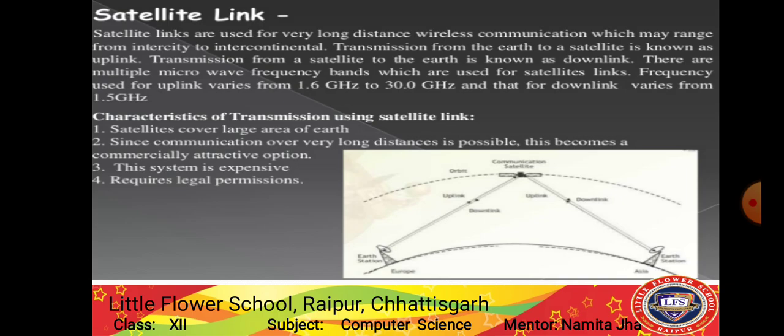Characteristics of transmission using satellite link. Satellites cover a large area of earth. Since communication over very long distances is possible, this becomes a commercially attractive option. This system is expensive and requires legal permission too.